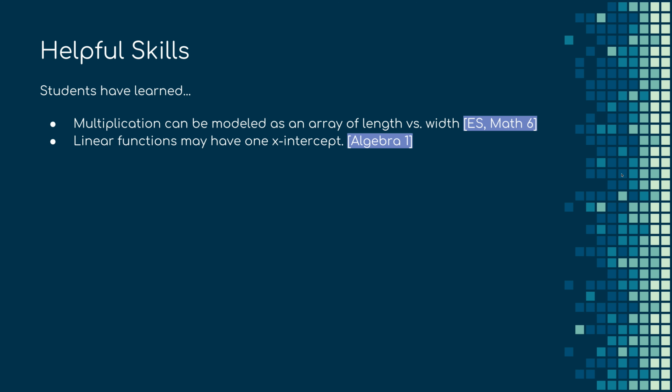Some of the helpful skills that students have learned in previous courses include that multiplication can be modeled as an array of length versus width. This is done in elementary school, and it's done in Math 6. It's also done earlier in the Algebra 1 curriculum. Students also learn that linear functions may have one x-intercept. That's done in Algebra 1.